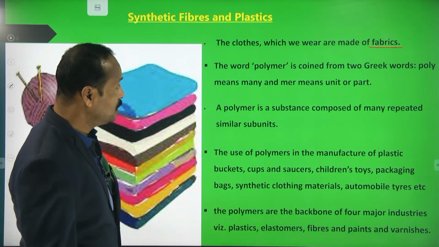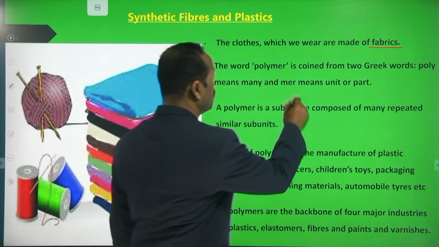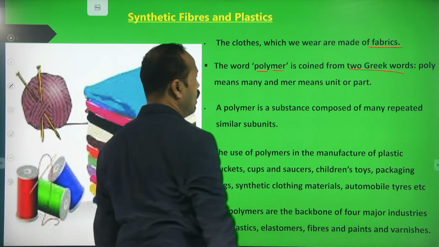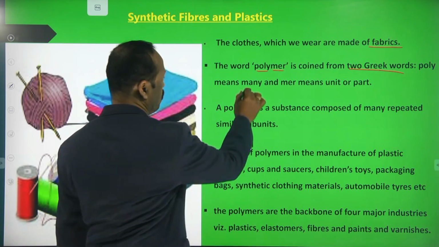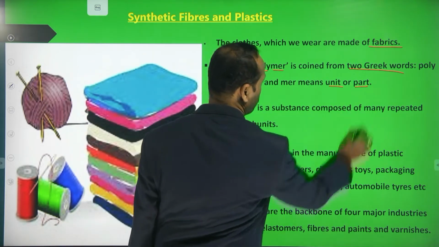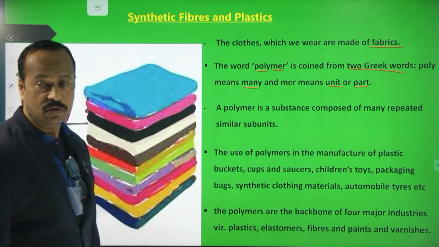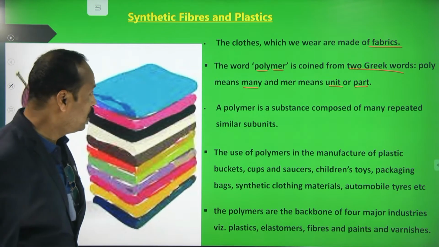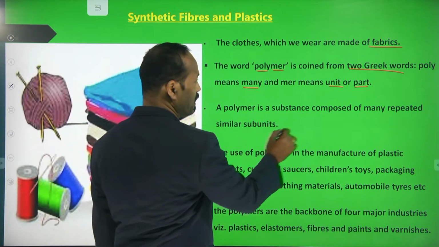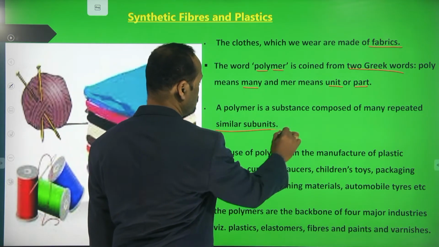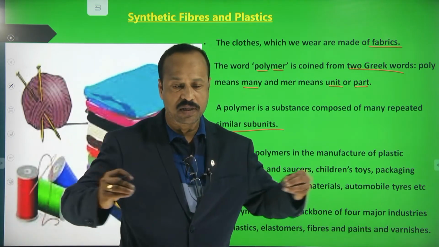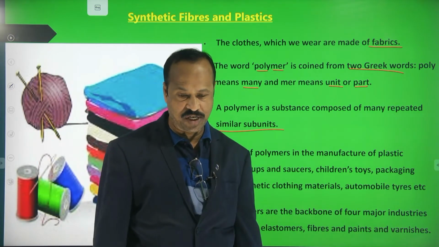The word polymer is coined from two Greek words, poly and mer. Poly means what? Many. Mer means what? Unit or part. So many units or parts joined together form a polymer. So, a polymer is a substance composed of many repeated similar subunits. Many small things join together to form long chains.